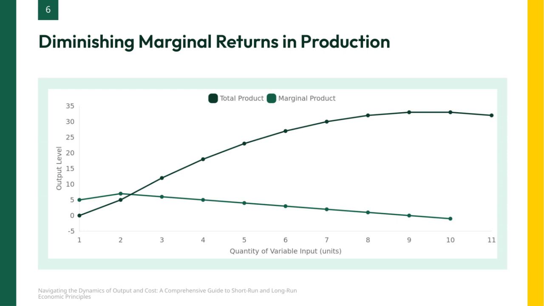Initially, marginal product rises, reaching a peak, but after a certain point it begins to decline. This decline in marginal product indicates diminishing returns. Each additional unit adds less to output than the previous one. Eventually, marginal product even becomes 0 and then negative, meaning that adding more input actually reduces total output. Understanding this pattern is crucial because it highlights the limits of production efficiency when increasing a single input while others remain fixed.